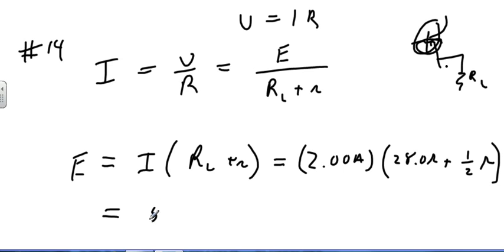56, 57, 57 volts. Really? 28.5 times 2. Oh, lucky guess. No, it wasn't a lucky guess. Okay, we'll go with lucky guess.